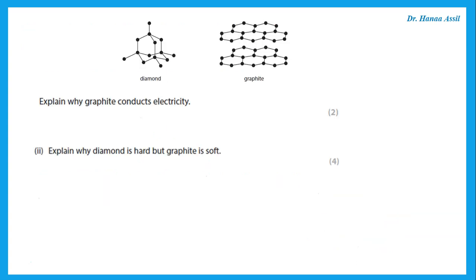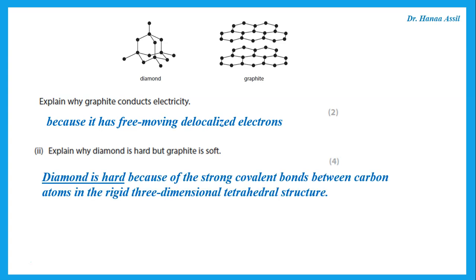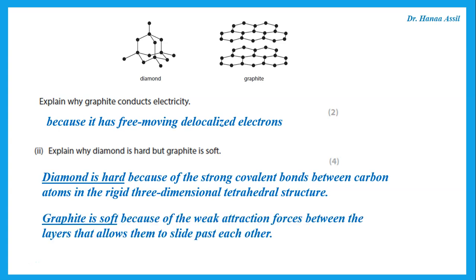Okay, explain why graphite conducts electricity. Remember, graphite is the only non-metal that conducts electricity because it has free-moving what? Free-moving delocalized electrons. Explain why diamond is hard but graphite is soft. We said diamond is hard because it has strong covalent bonds between carbon atoms in the rigid three-dimensional tetrahedral structure, while graphite is soft because weak attraction forces between the layers allows them to slide past each other.